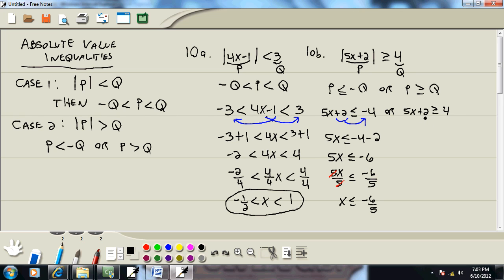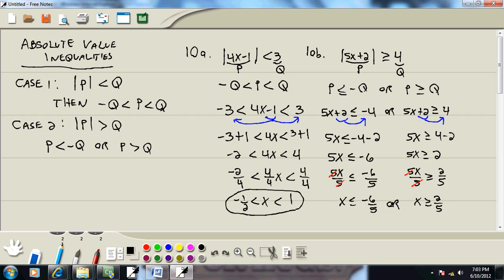Now we'll do the same thing over here. So I'll take the 2 and move it over across the inequality symbol. So that gives us 5x is greater than or equal to 4 minus 2. Combine together the numbers at any step. 4 minus 2 is 2. And now divide both sides by 5. Those 5's cancel. And we got x is greater than or equal to 2/5.